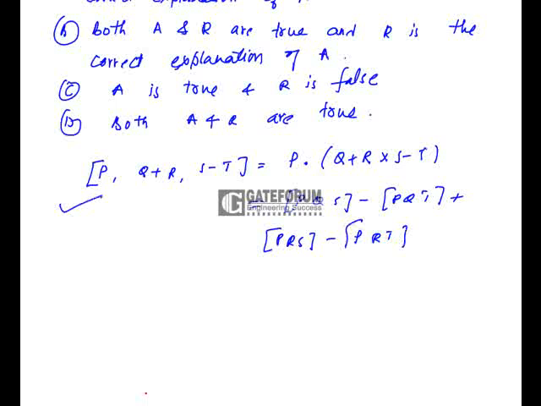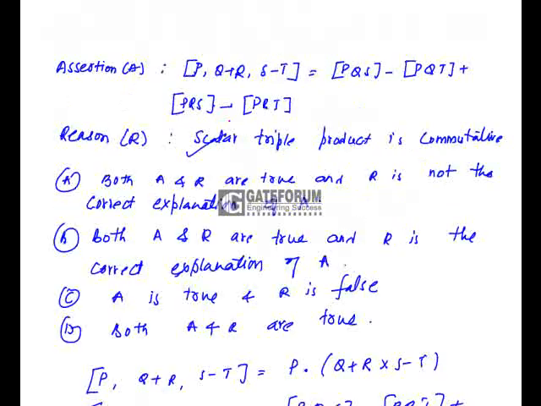And also we know that scalar triple product is commutative. Yes, scalar triple product is commutative. So assertion is true and reason is true, but reason is not the correct explanation of assertion, because we are not using only the commutative property here. So the answer is B.